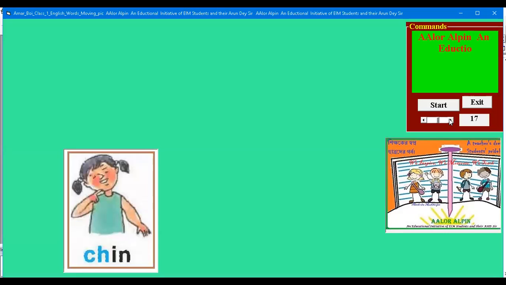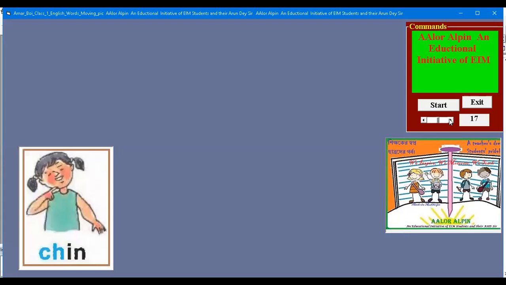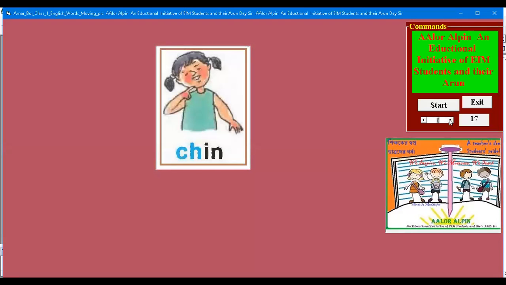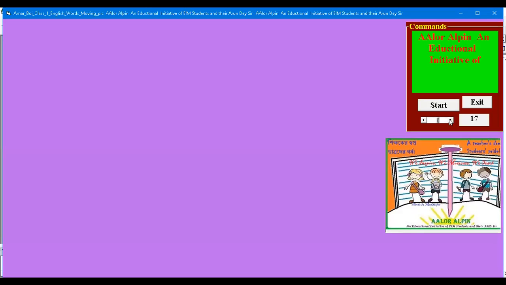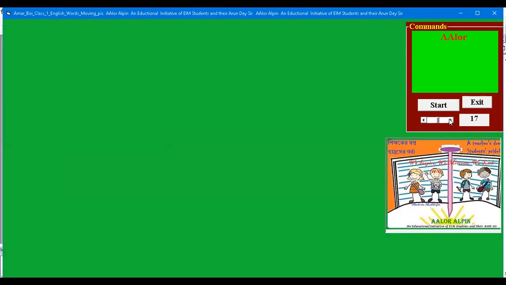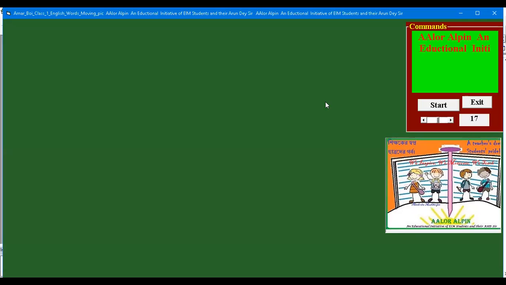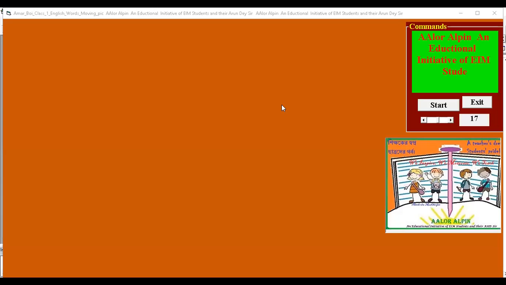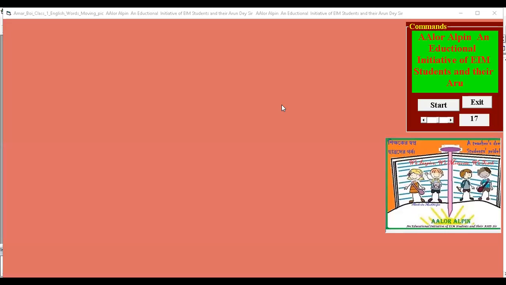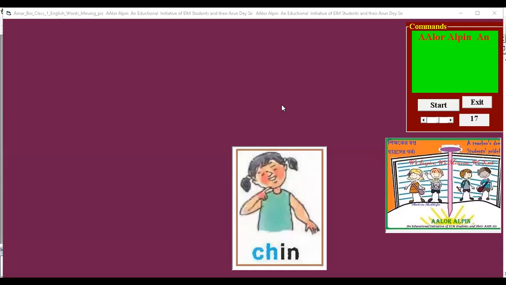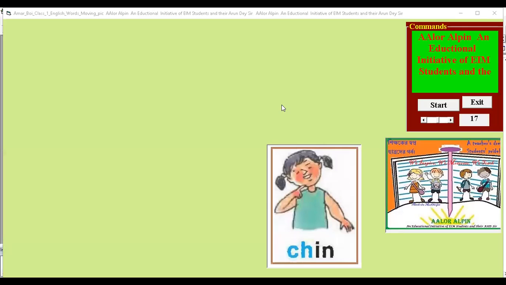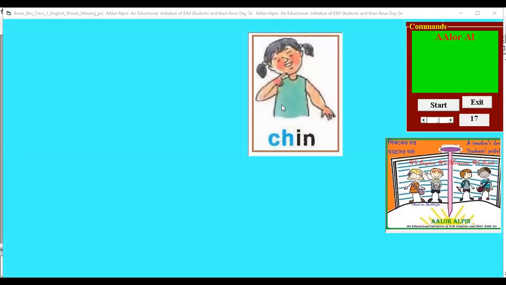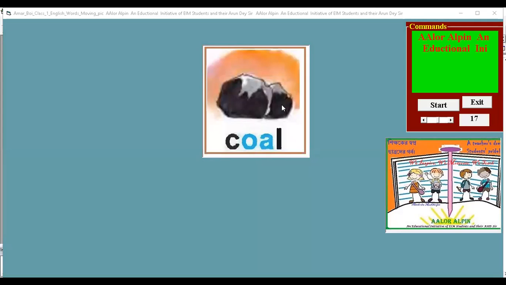Pencil. আবার চিন এসছে। স্যার চিন হবে। হ্যাঁ চিন মানে থুতনি। চিন চিন। থুতনি থুতনি। I have my chin.